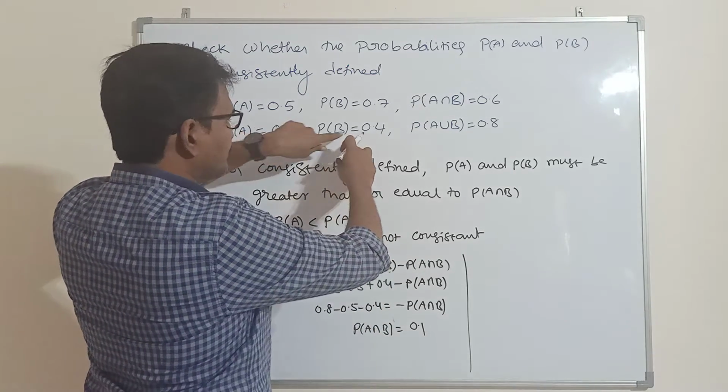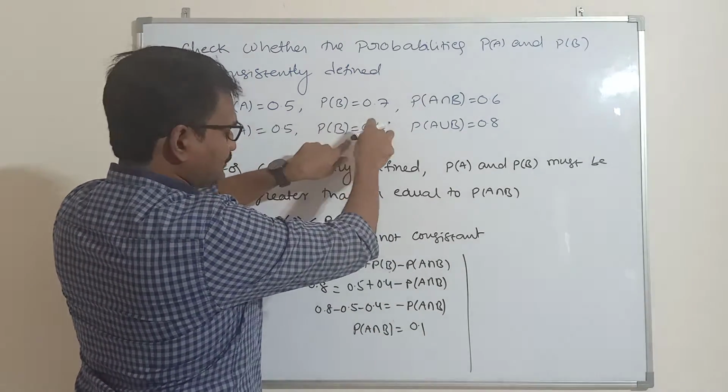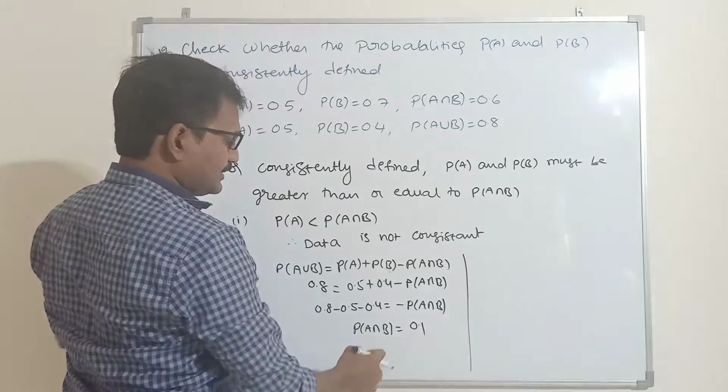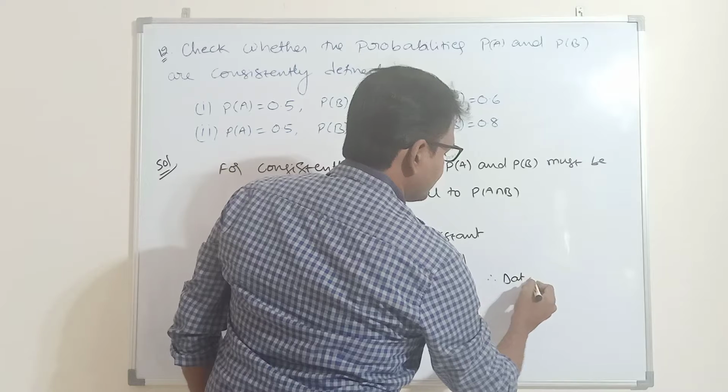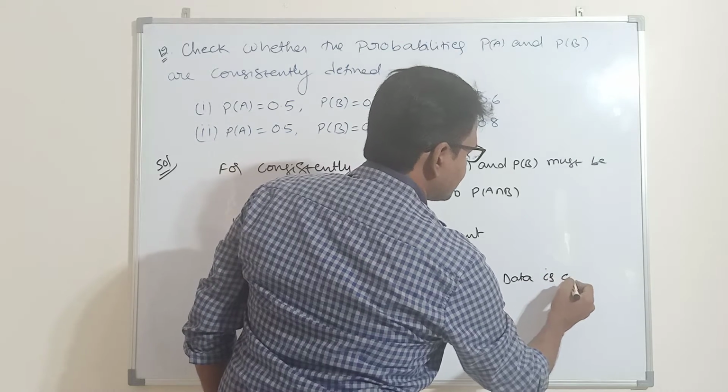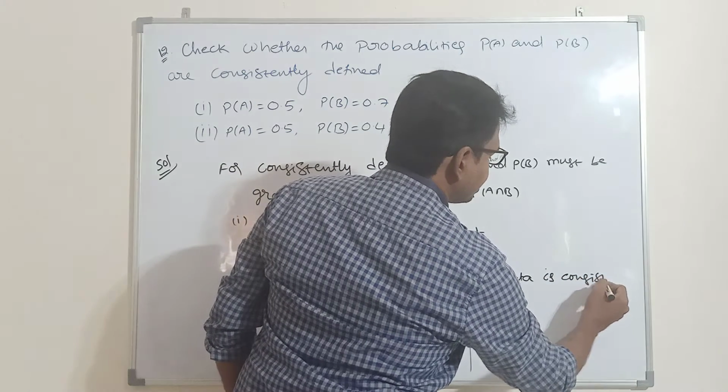So if you observe, P of A intersection B is 0.1 and in the second question P of A is 0.5, P of B is 0.4. These two values 0.5 and 0.4 are both greater than P of A intersection B. Therefore, the data is consistently defined.